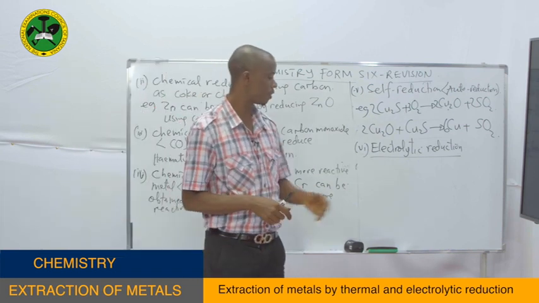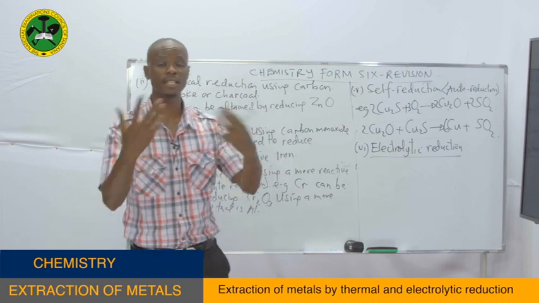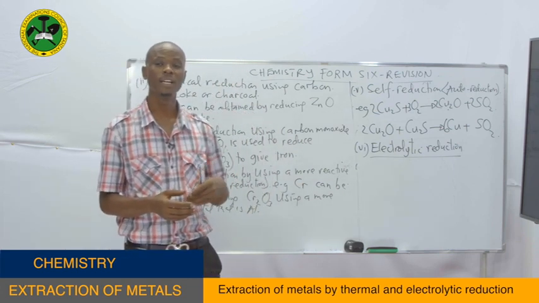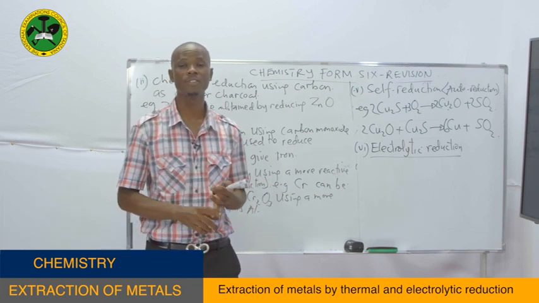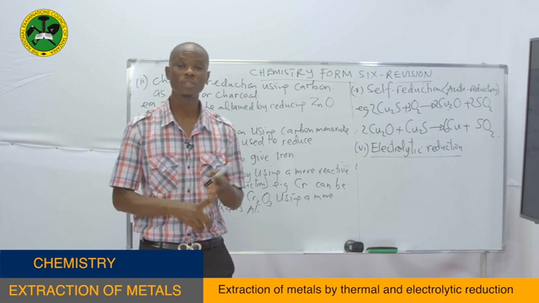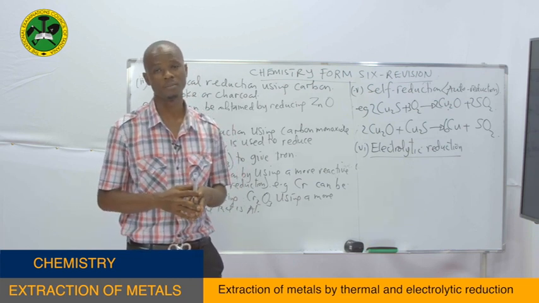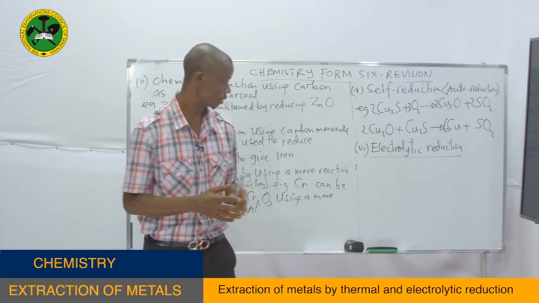Now, for the case of electrolytic reduction, this is used to extract reactive metals. These reactive metals can be found from group 1 and also from group 2 and group 3. For example, we can have potassium, sodium, calcium, magnesium, and aluminum. These are reactive, so they can be extracted by electrolytic reduction.